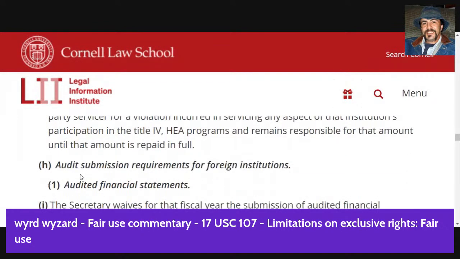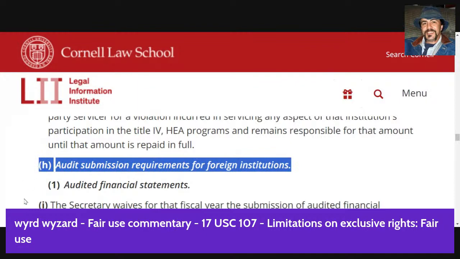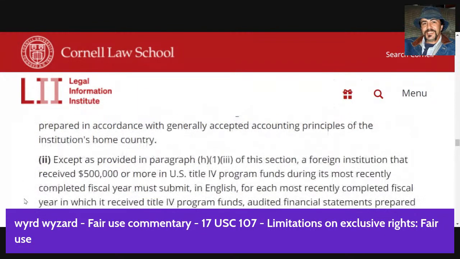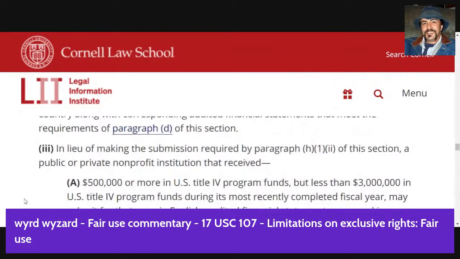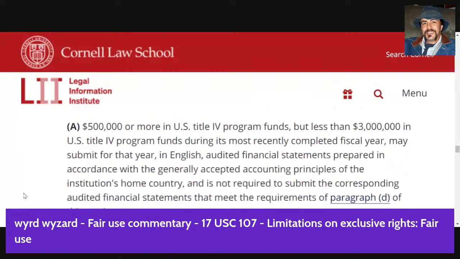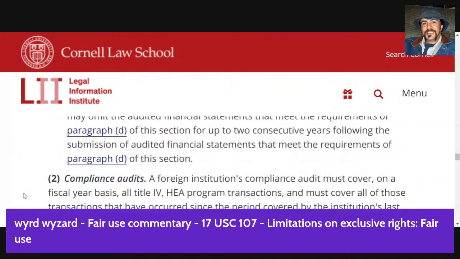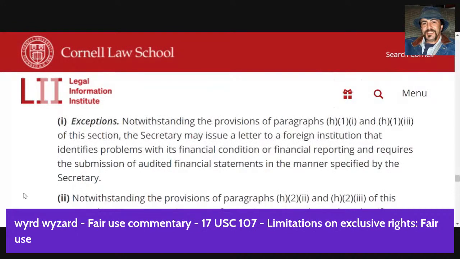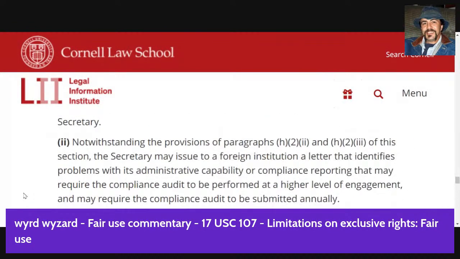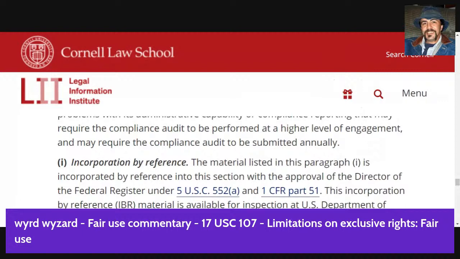Audit submission requirements for foreign institutions. What about foreign parties? See if there's anything else here. Incorporation by reference. There it is.